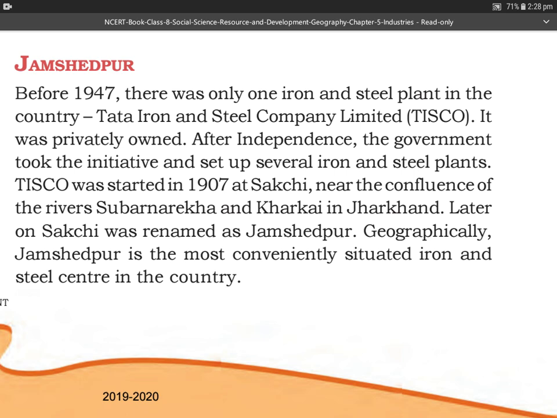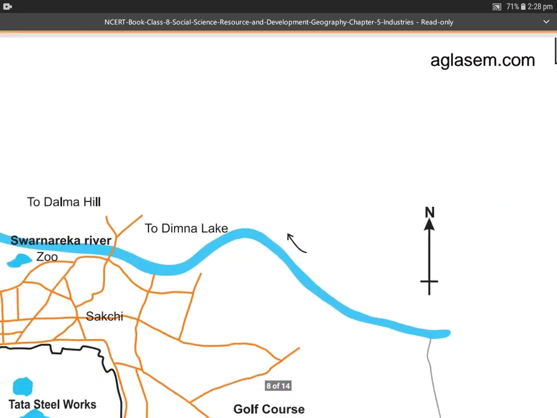So in short, TISCO first established its plant at Sakchi in 1907 in Jharkhand. Later on, Sakchi was renamed Jamshedpur. Geographically, Jamshedpur is the most conveniently situated iron and steel center in the country. That's why Sakchi was renamed after Jamshedji Tata.